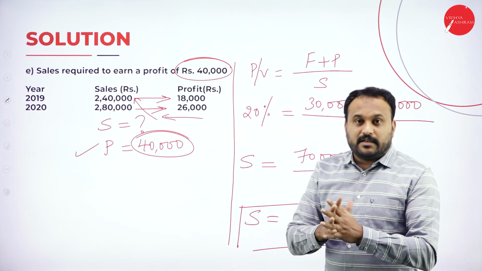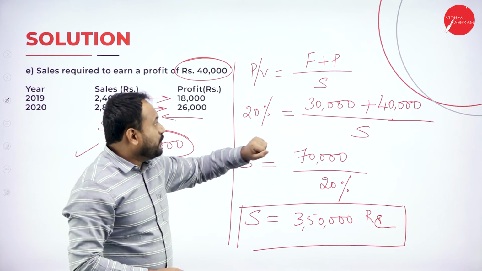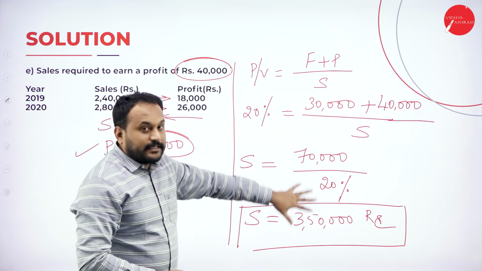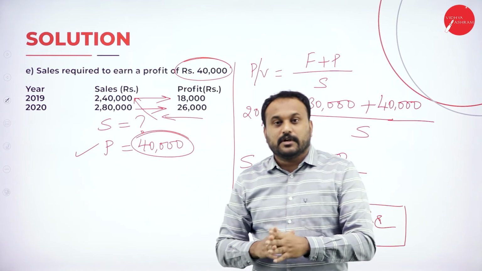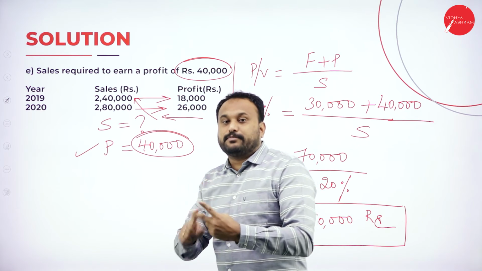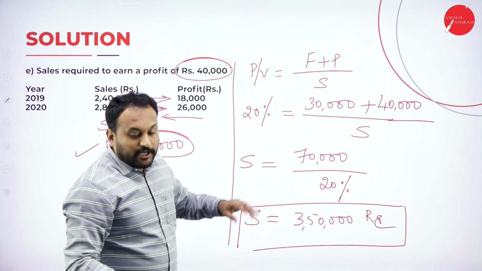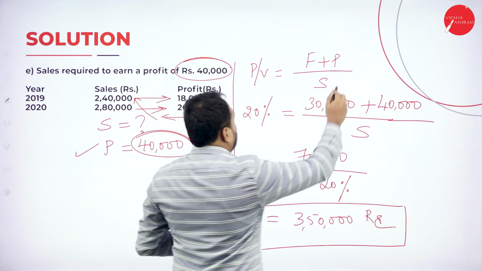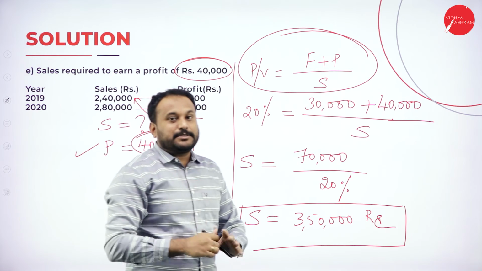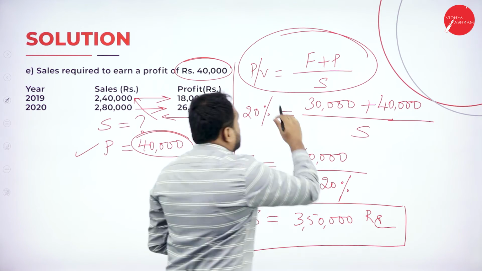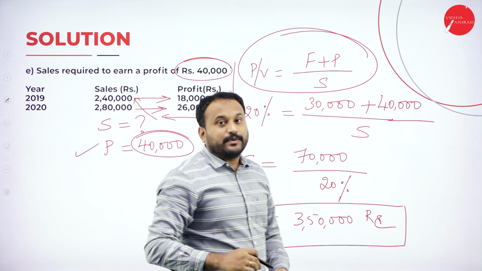So totally, because of Abhilash Chandra tricks, we could solve E, D, and even find out the fixed cost. So to find out fixed cost, profit, and sales, if it is not given, we can go with this formula. So please don't forget this formula. PV is equal to F plus P divided by S. This formula is very, very important. Let's go with the next question.